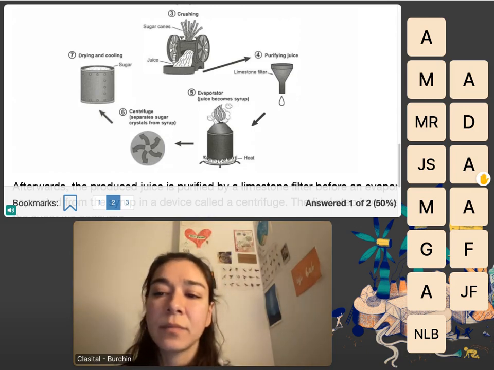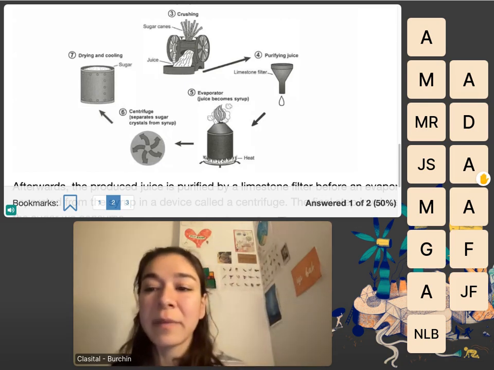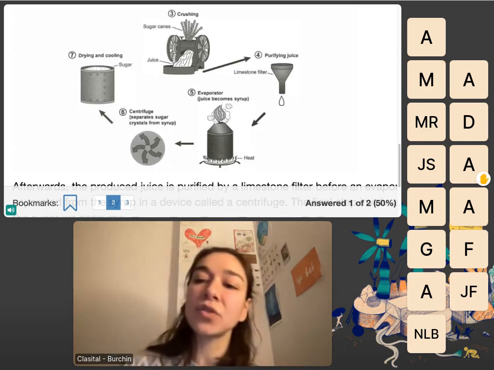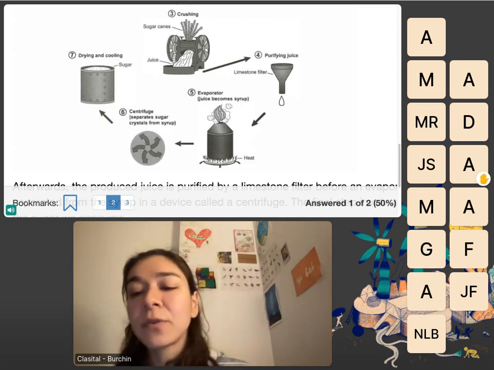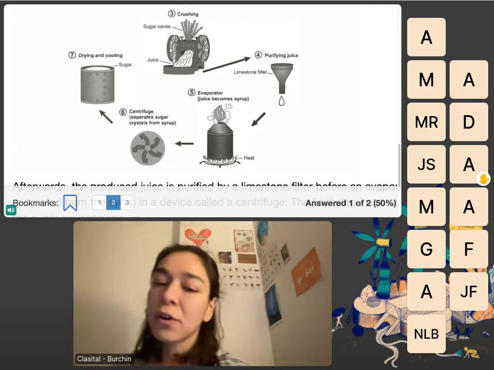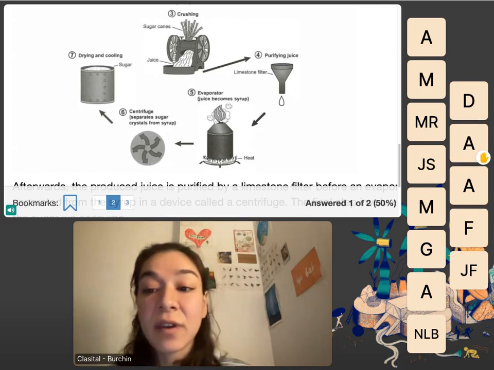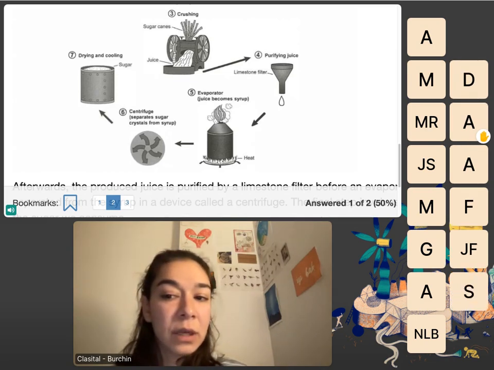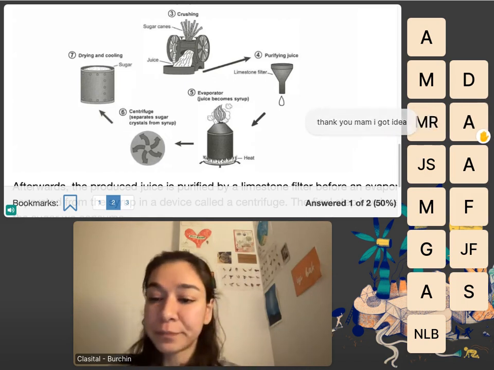Then put in lime. Cross out the "then" here. To make sugar, the extracted sugar juice is put in the limestone purifying filter. You have already said it, you don't have to say it again. And after this stage, it goes to the evaporator.